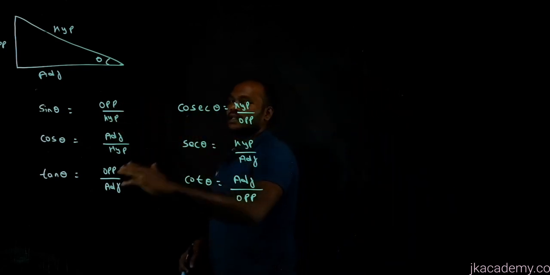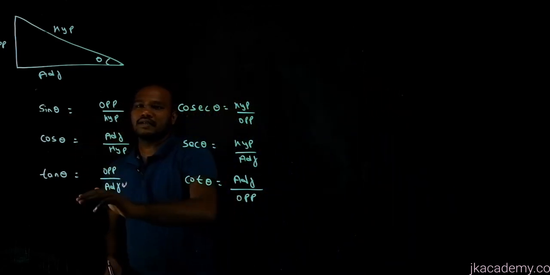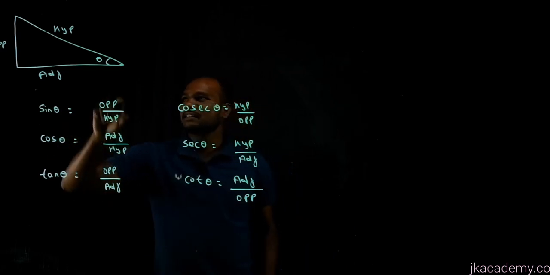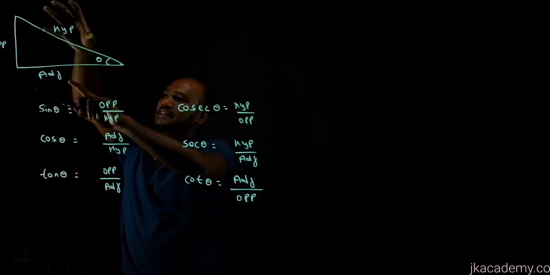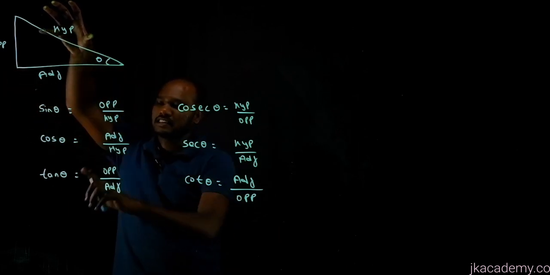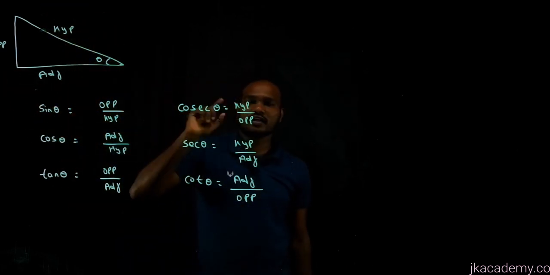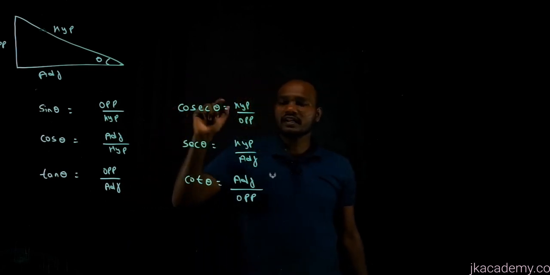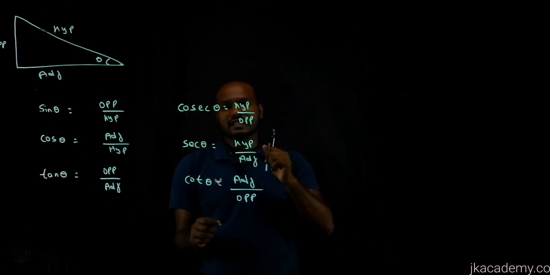Sin theta, cos theta, tan theta. Sin theta is what? Opposite by hypotenuse. Hold this. This by this is sin theta, this by this is cos theta, this by this is tan theta. So if you want reverse, what are the reverse 3 ratios? Cosecant theta, secant theta, cot theta.